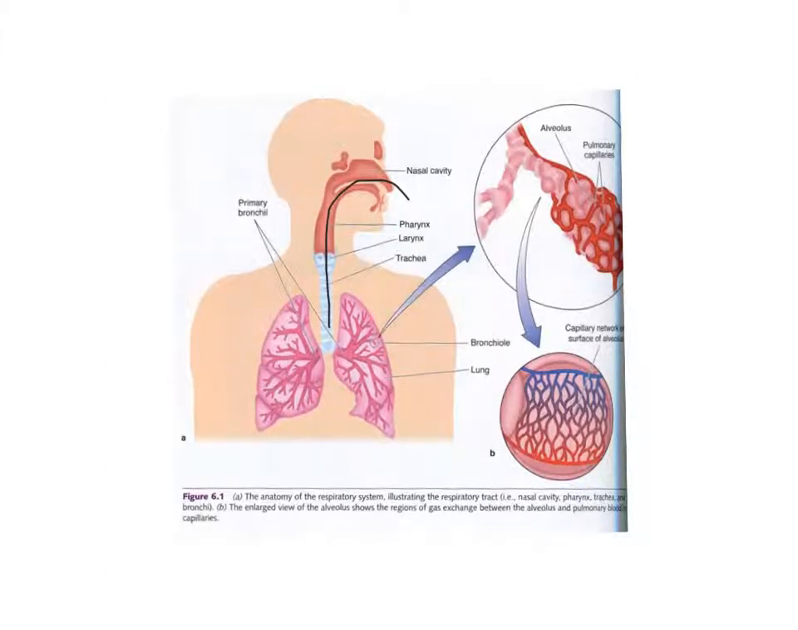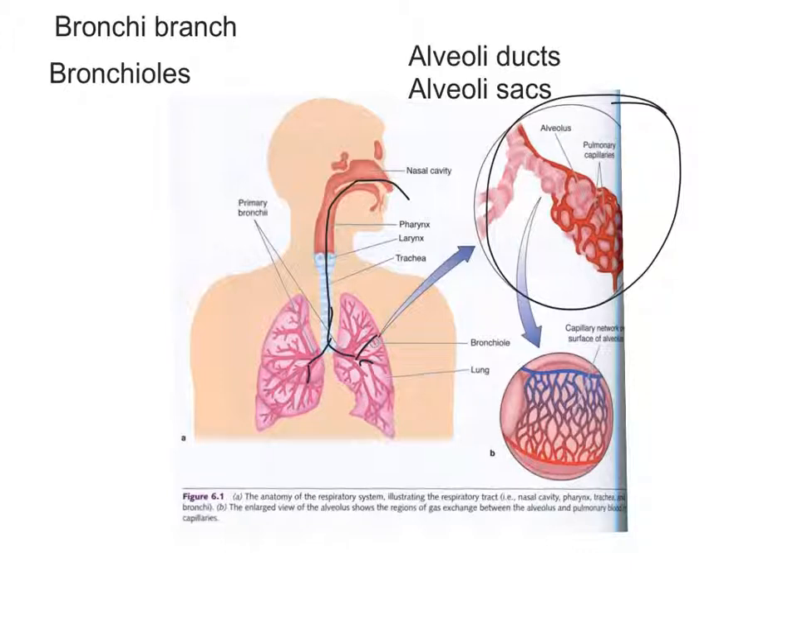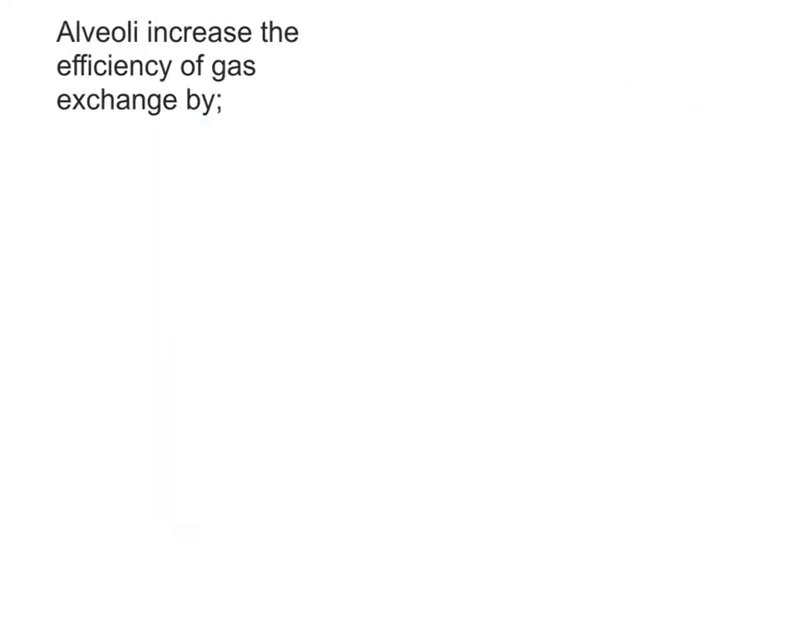Once the air has passed the pharynx, larynx and trachea, it breaks off into the left and right bronchi branch, here and here. They then reduce in size, as you can see in the picture, and they become bronchioles. The bronchioles terminate into alveolar ducts, leading to the alveoli sacs or grape-like clusters of tiny air sacs. Each individual air sac is called an alveolus and is the actual site of gaseous exchange.